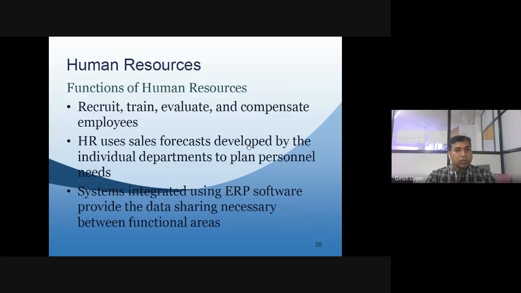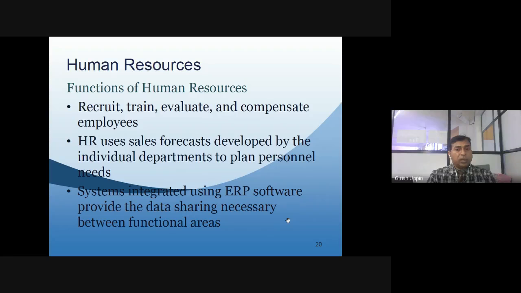Human resource, their functions are to recruit, train, evaluate, and compensate the employees. And HR uses the sales forecast developed by the individual departments to plan personnel needs. Normally sales forecasts are done for the next 1 year. So based on that, it will do the recruitment, and according to the different functional areas and different skill areas, it will do the recruitment.